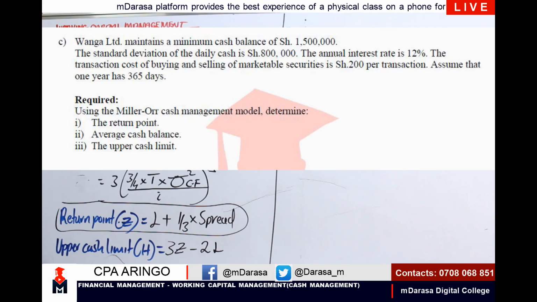We are told that Wanga Limited maintains a minimum cash balance of 1.5 million. The standard deviation of the daily cash is 800,000. The annual interest rate is 12%. The transaction cost of buying and selling marketable security is 200.